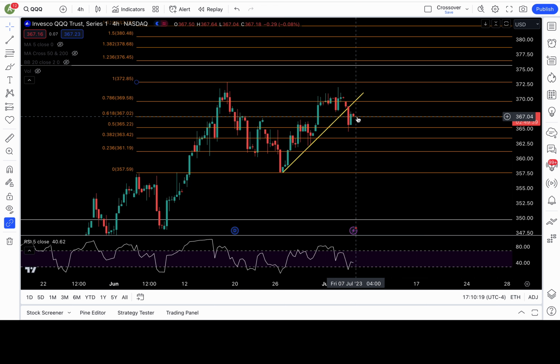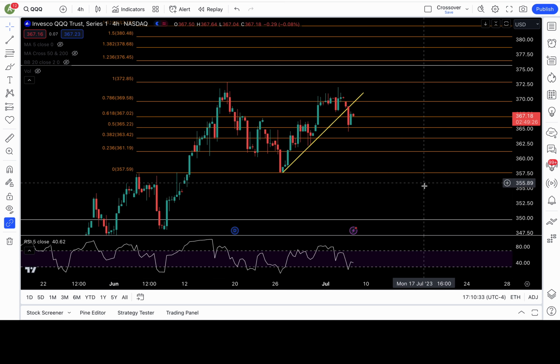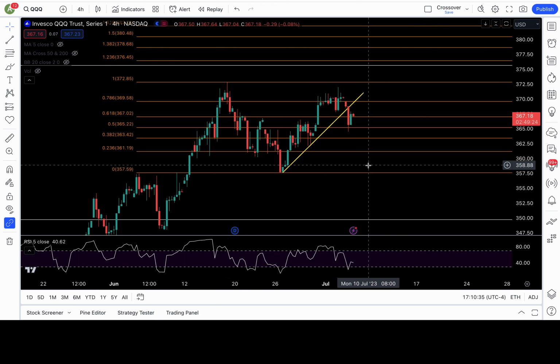Below 367 tomorrow would be bearish in my opinion. I'll favor 365.2, 363.4 to test, with 361 and 357.5 below. Below 357.5, bears take control. Chop phase over, we're probably trending downwards. Now, if you are a bull, you want to see 369.5 recaptured. That's the 78.6 fib level. Possibly get back above this yellow trend line.